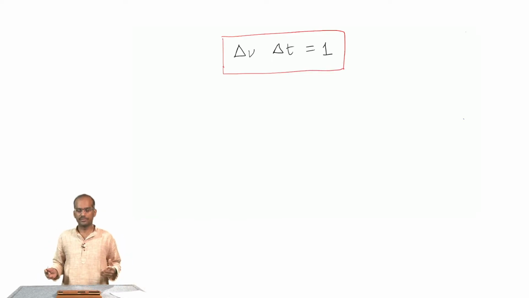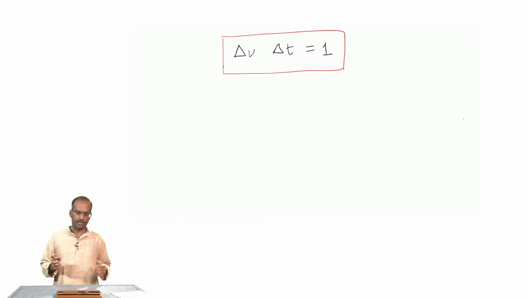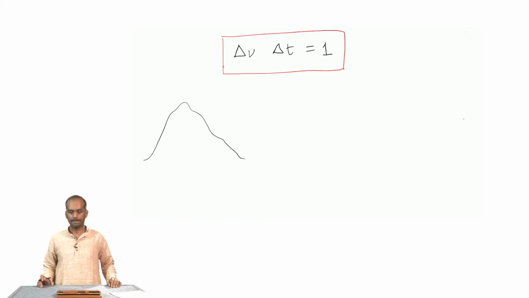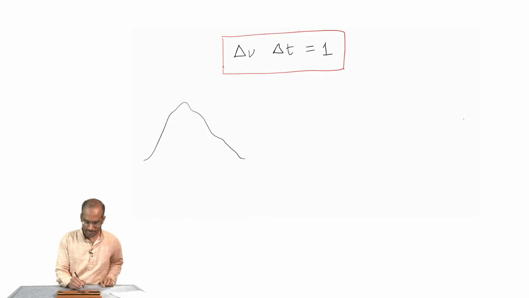So, how do we physically interpret this relation? In the following way. Suppose I constructed a profile, let us say some arbitrary profile like this, a wave profile, by putting together a large number of plane waves of frequencies which have a bandwidth delta nu.